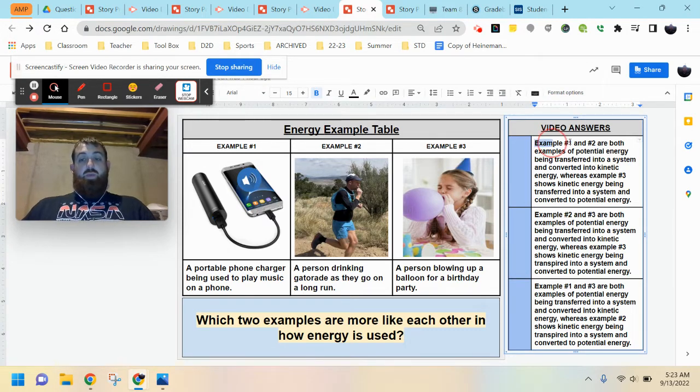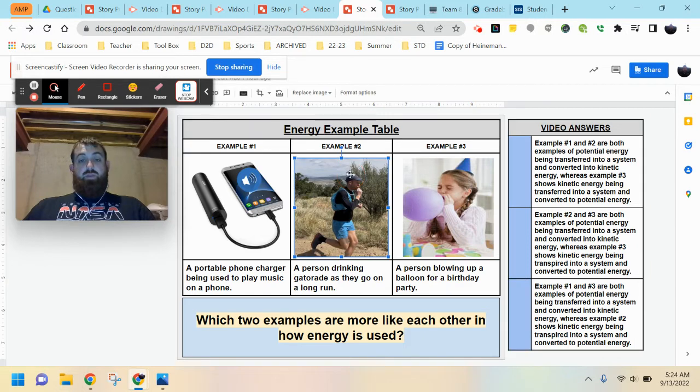Option 1. Example 1 and 2 are both examples of potential energy being transferred into a system and converted into electrical energy, whereas example 3 shows kinetic energy being transferred into a system and converted into potential energy.